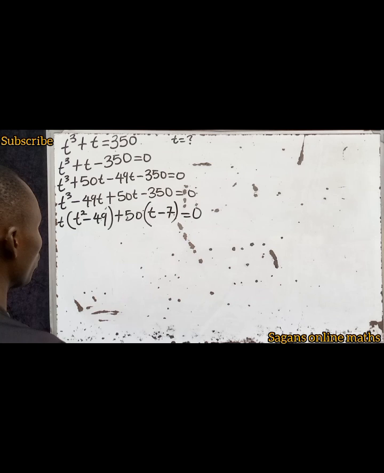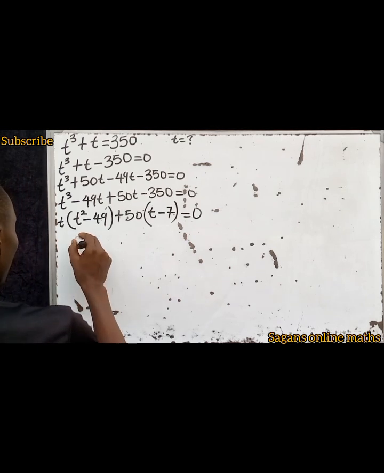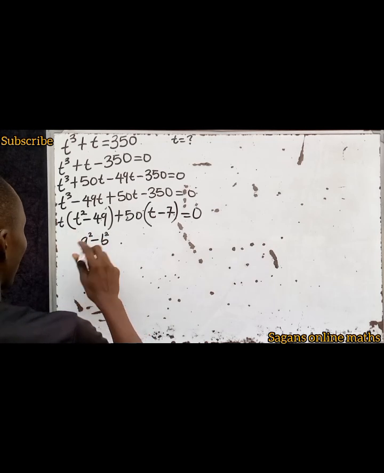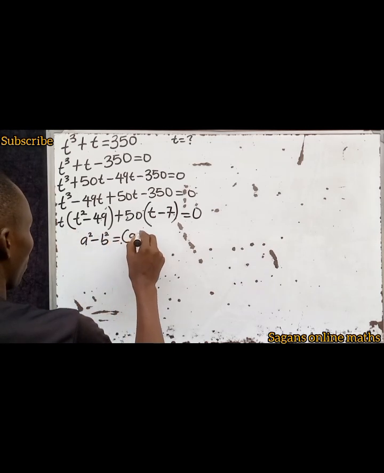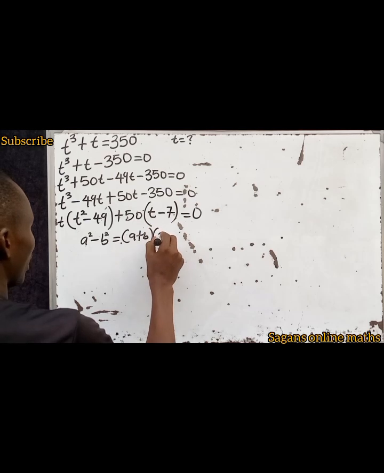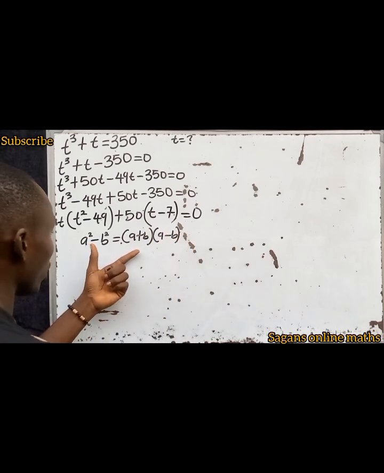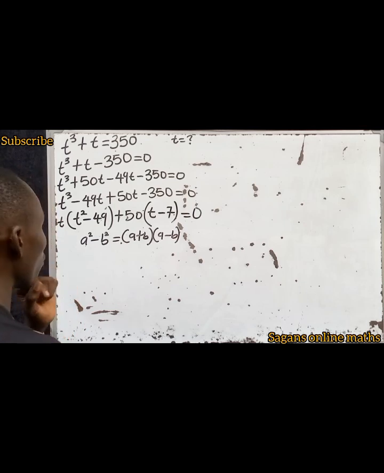Now, let me draw your mind to the difference of two squares. If you have a squared minus b squared, now this is equal to a plus b, into a minus b. Now, this is the definition of the difference of two squares. Do you know that we are not wrong?